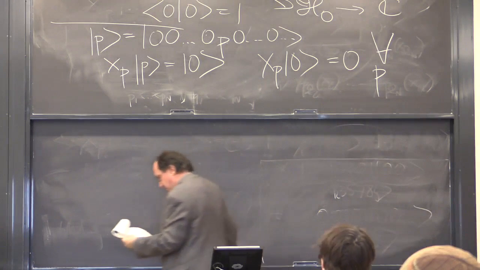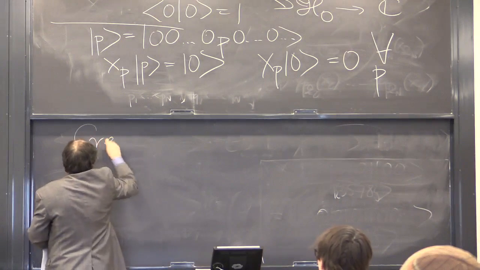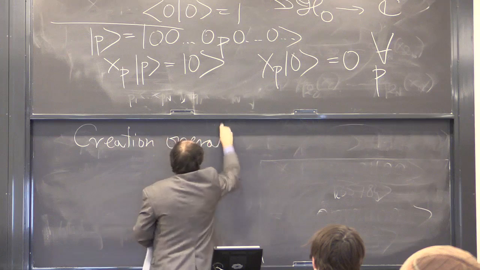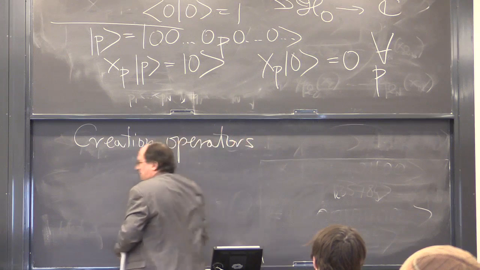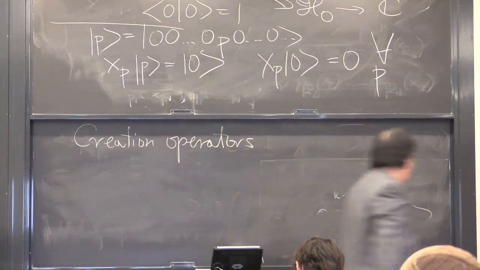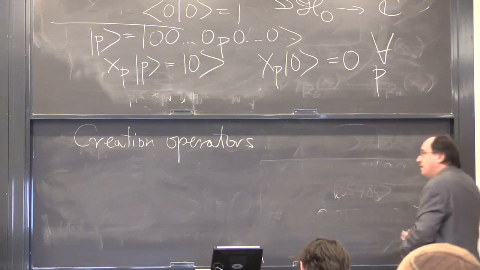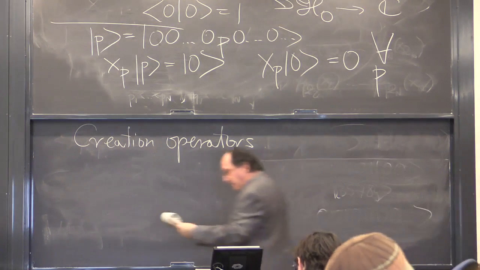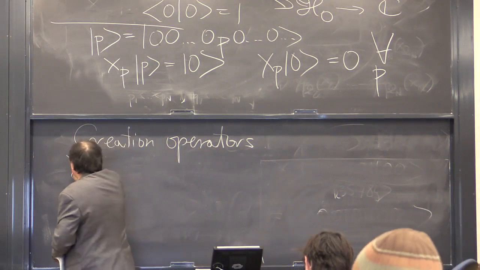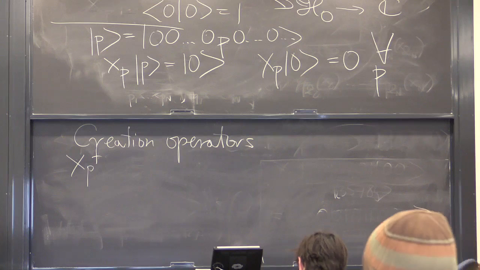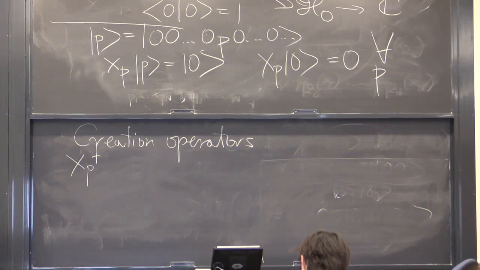So let's make a little section here. Creation operators. Sometimes I'll say creator. I don't mean the other creator, I mean a creation operator here. It creates particles, as you will see. First of all, how is it defined? Well, it is going to be written as XP dagger. So obviously that suggests it's going to be a Hermitian adjoint of the annihilation operator.